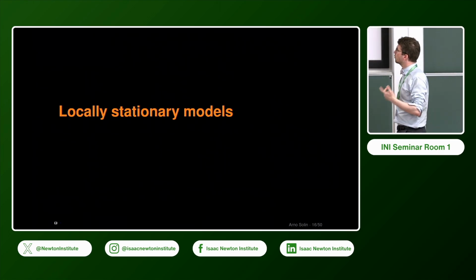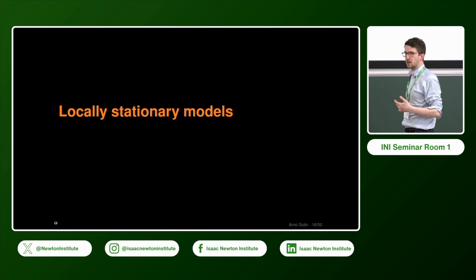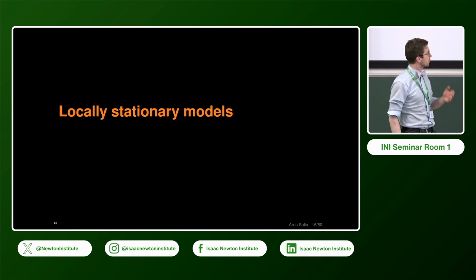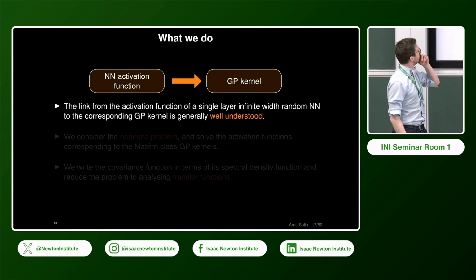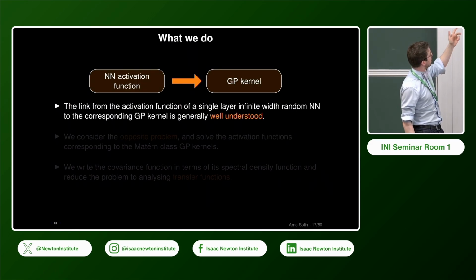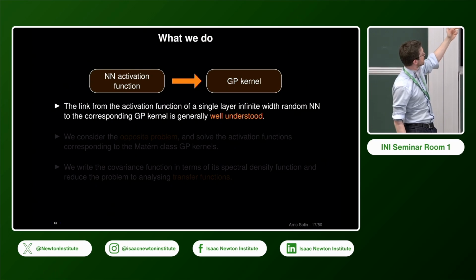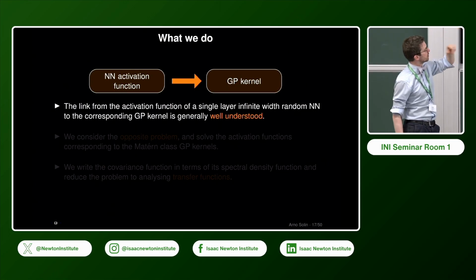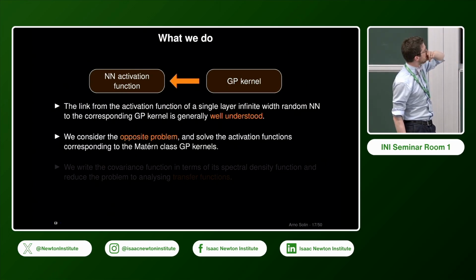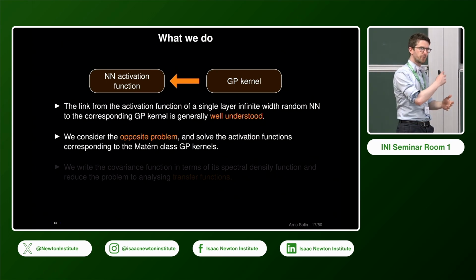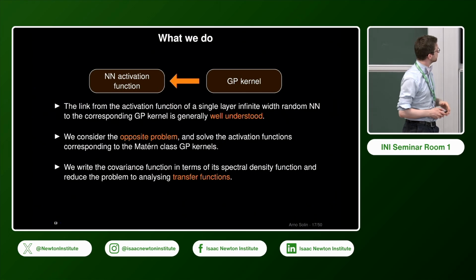So we looked at locally stationary models that would be, a priori, encoding stationarity into neural network models. And typically people have looked at, well, you take your neural network, it has some activation function, what is the corresponding GP kernel? And we basically went the other way around. We took a family of GP kernels, and we are asking what would be the corresponding activation function that would give that.